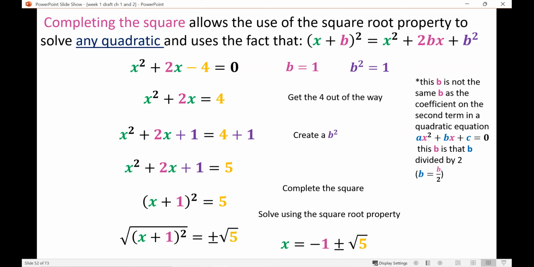You can do this to solve any quadratic. Specifically, if your quadratics don't factor, you can use this. A lot of people choose to use the quadratic formula when their quadratics don't factor. But once you get good at this step, it's actually just as fast as using the quadratic formula. Okay.